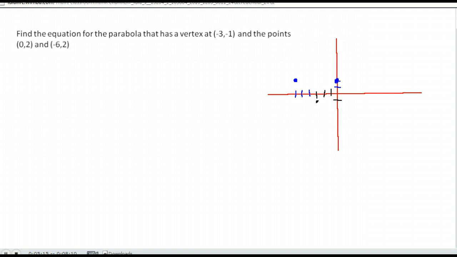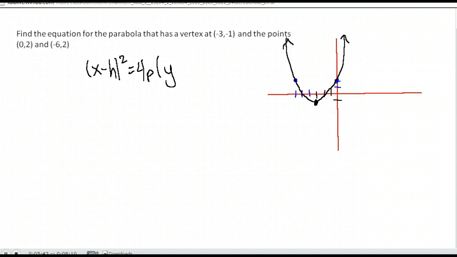So again, the vertex is the turning point for our graph. So we know that this point here, our (-3, -1), is probably the lowest point, and it's going to have to go up through these other two. Okay. So we have a parabola that opens up. So we know the standard form we're working with should be an x squared form. So we have (x minus h) squared equals 4p times (y minus k). That's the standard form of the equation we're going to use. Again, (h, k) is our vertex, so we just go ahead and put those in to start with.